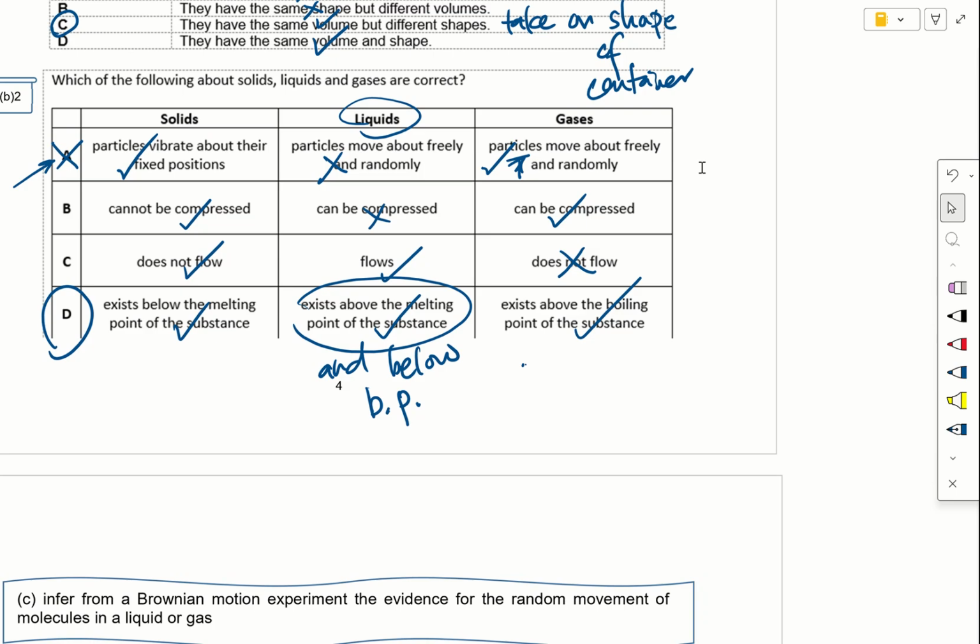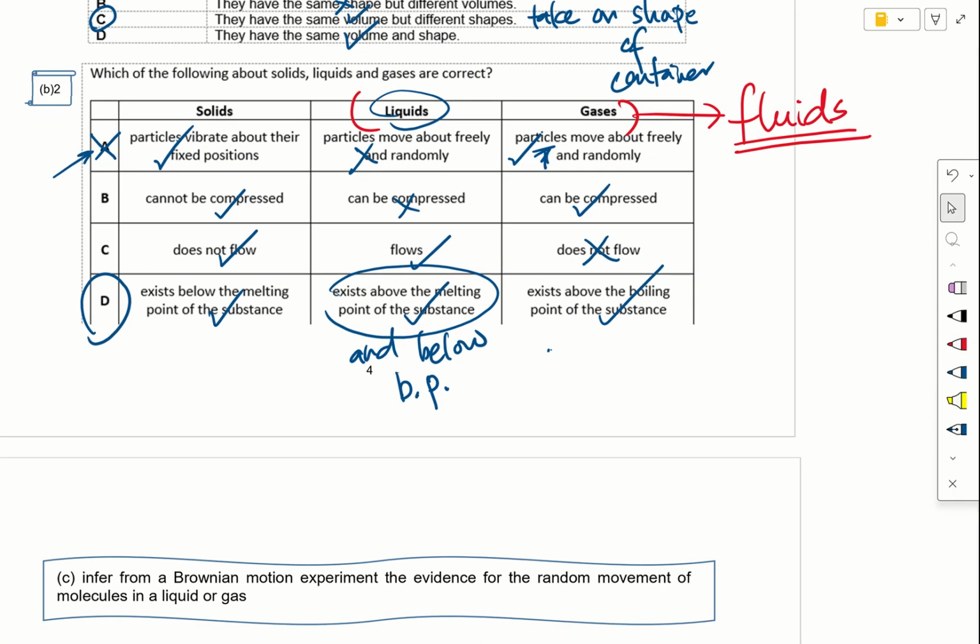So actually, liquid and gases, right? They are collectively known as fluids. We definitely know that liquids are fluid, but gases, because they can flow, are also classified under fluids. All right, so this will be covered when we are doing thermal processes.